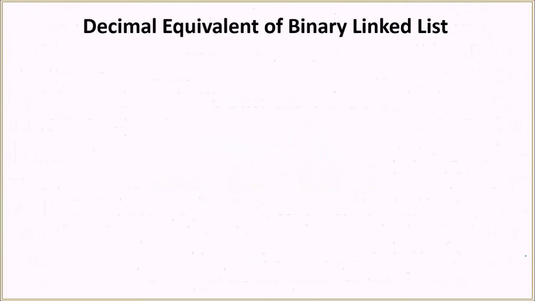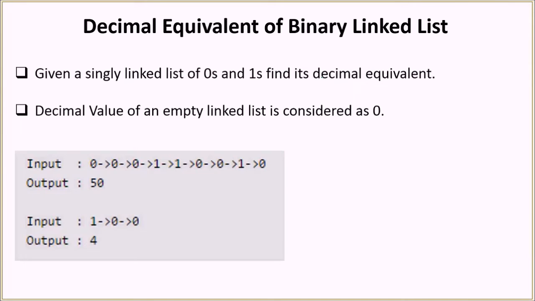In this problem, we are going to get the decimal equivalent of a binary linked list. You will be given a singly linked list of elements only zeros and ones. All the elements in the linked list will have the data as either 0 or 1. And what we need to do is find out its decimal equivalent. First of all, let's look at two examples to understand the problem better.